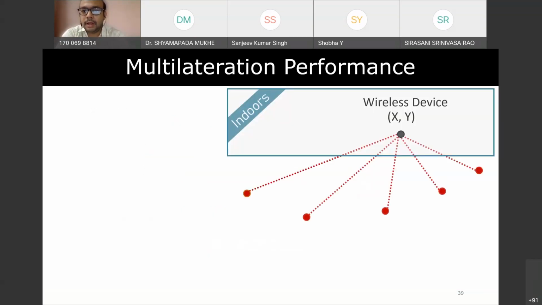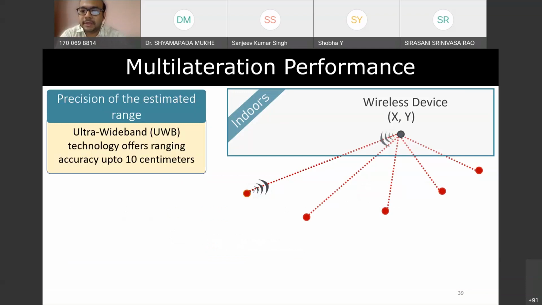So now this multilateration performance, the solution for X and Y, will depend on several things. So this is our scenario. The wireless device is located indoors. XY is the wireless device. It could be a first responder who is trying to look for victims, or it could be a victim who is having some kind of wireless device. So the first is the precision of the estimated range. Ultra wideband technology is offering you 10 centimeters accuracy. So if they are connected using UWB, the range that we will calculate will be pretty accurate.